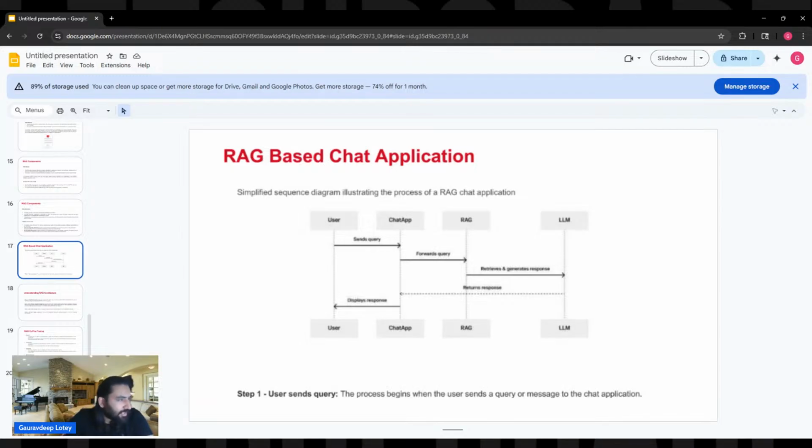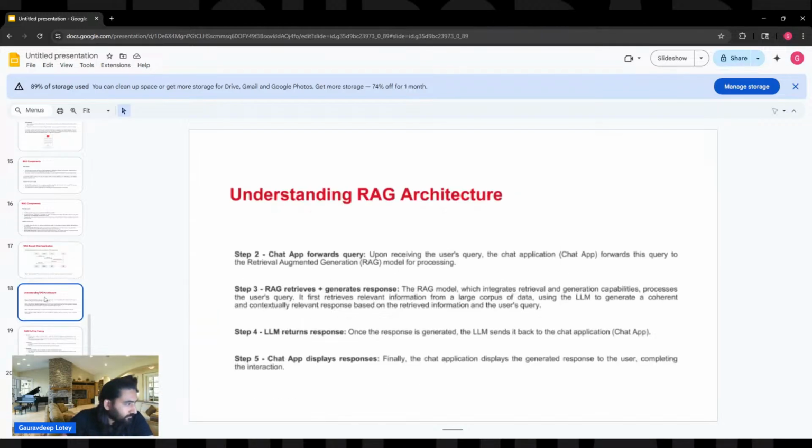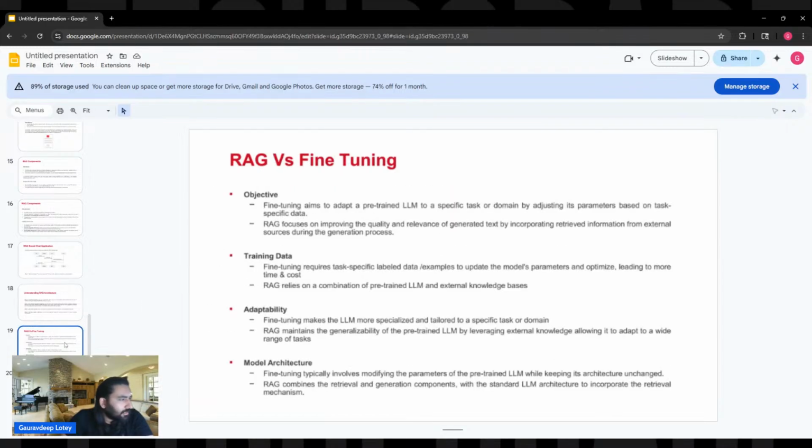A RAG based chatbot application, if you want to understand a simplified process: the user sends a query, right, the chatbot from the backend will forward the query to the RAG module. The RAG module will retrieve data. Okay, the retrieved data will go to the generator, which is the LLM. The LLM will now generate a response, and the response is given back to the user. So I think RAG architecture is done.